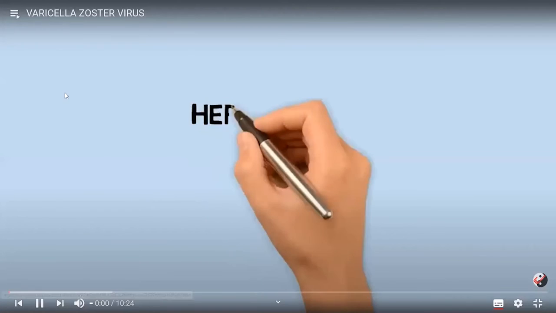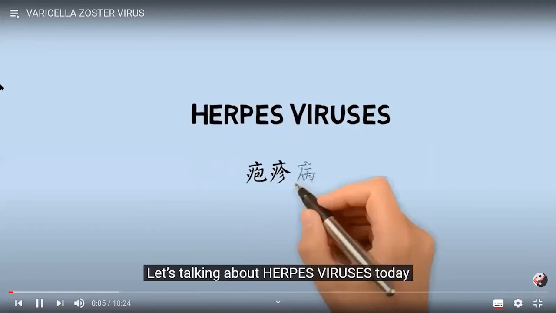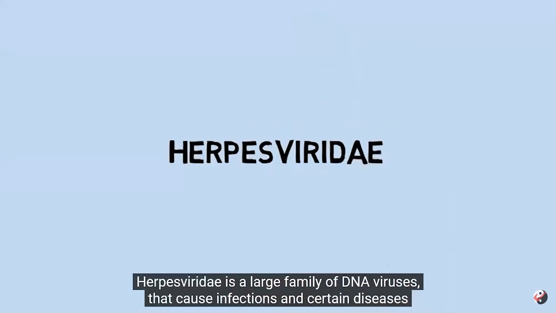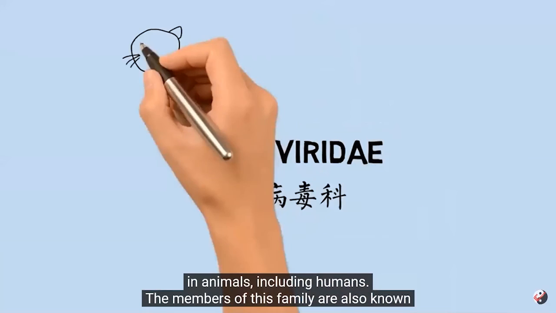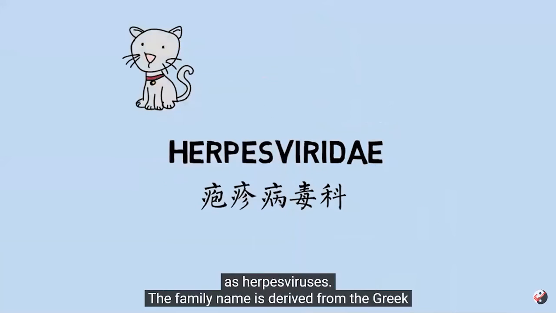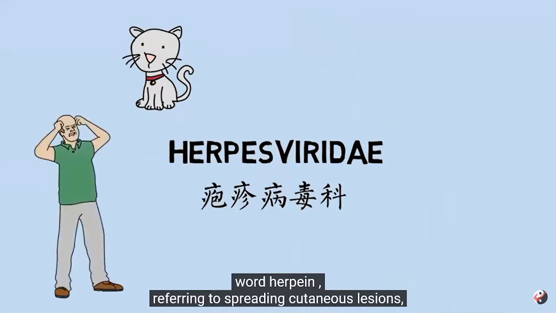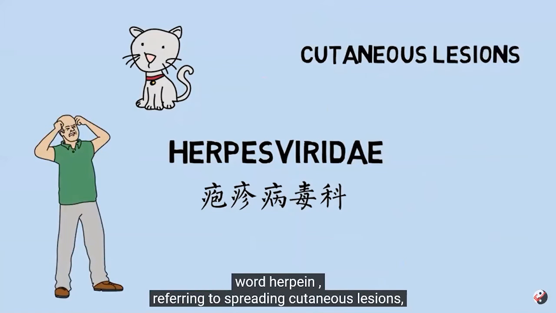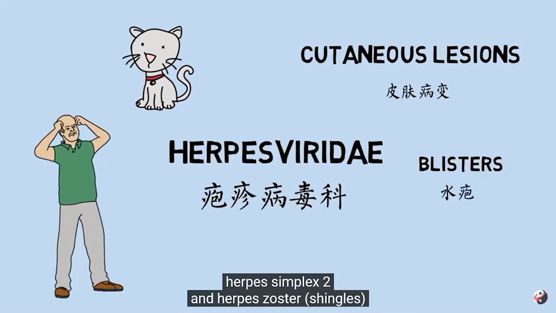Let's talking about herpes viruses today. Herpes viridae is a large family of DNA viruses that cause infections and certain diseases in animals, including humans. The members of this family are also known as herpes viruses. The family name is derived from the Greek word herpine, referring to spreading cutaneous lesions, usually involving blisters, seen in flares of herpes simplex 1, herpes simplex 2, and herpes zoster, shingles.